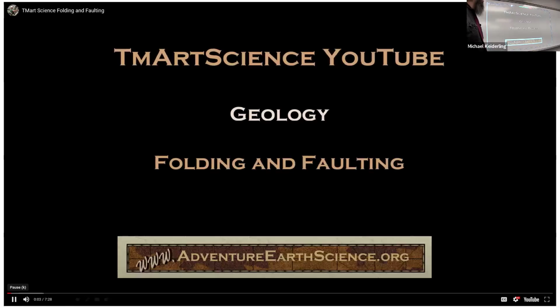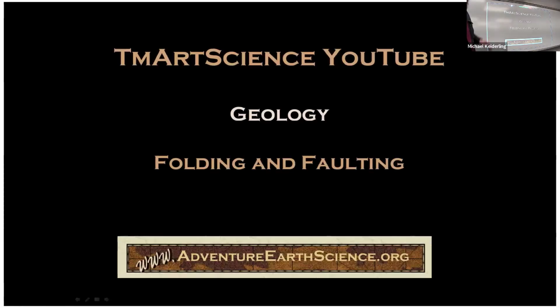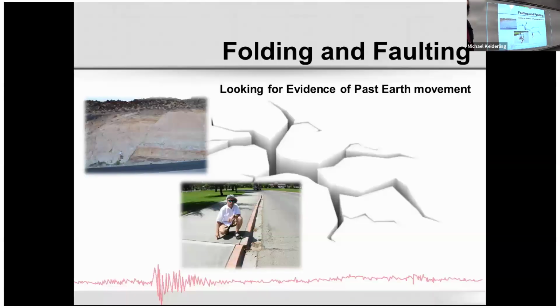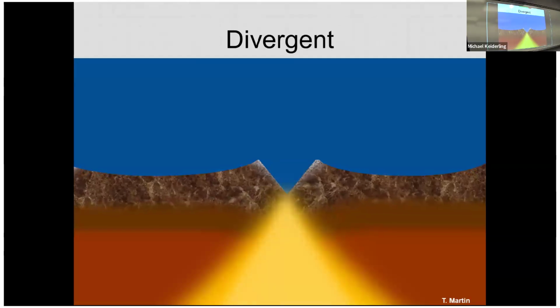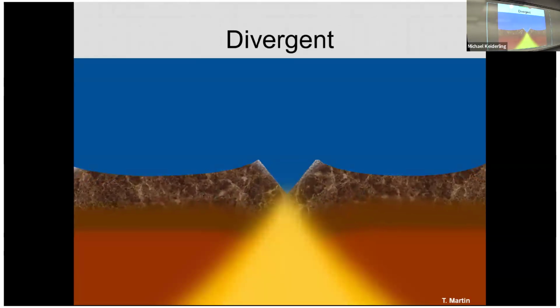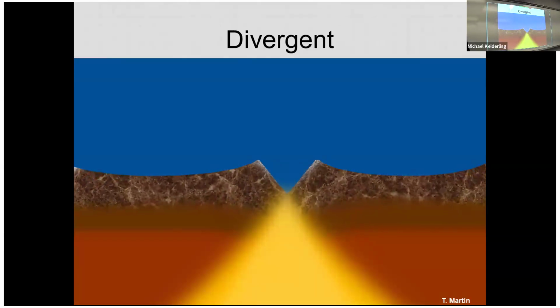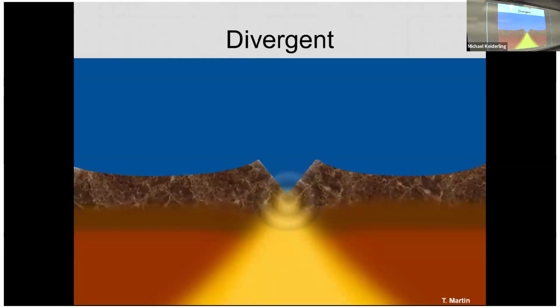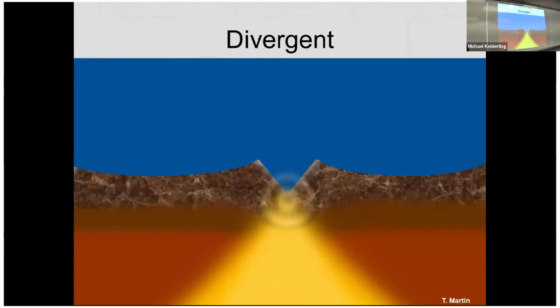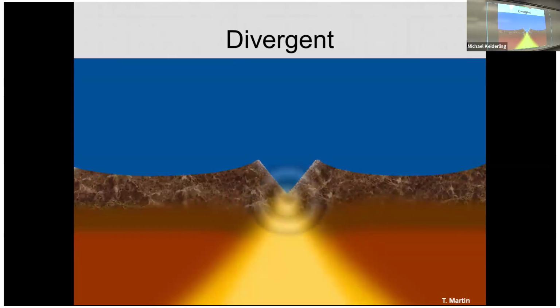Hello everyone, this is Earth Science teacher Tim Martin, and in this video I want to introduce you to the geologic concepts of folding and faulting. When we look for faults and folds in the Earth, what we're really doing is looking for past evidence of plate tectonic motion. Let's take a minute to review the basic motions of plate tectonics. The first of the three motions is divergent motion. This occurs when magma comes up from deep within the Earth. This typically happens in the middle of the ocean. It generates earthquakes as the plates move apart from each other.